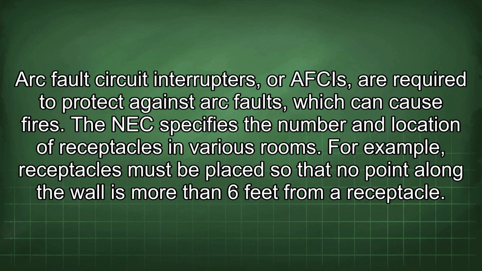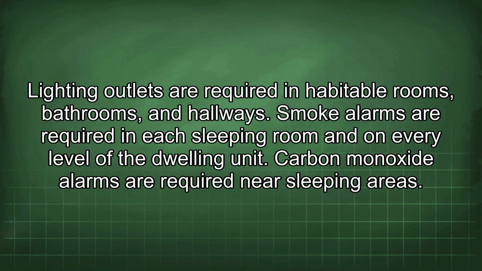For example, receptacles must be placed so that no point along the wall is more than 6 feet from a receptacle. Lighting outlets are required in habitable rooms, bathrooms, and hallways. Smoke alarms are required in each sleeping room and on every level of the dwelling unit. Carbon monoxide alarms are required near sleeping areas.